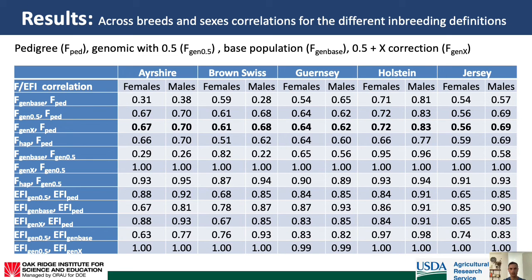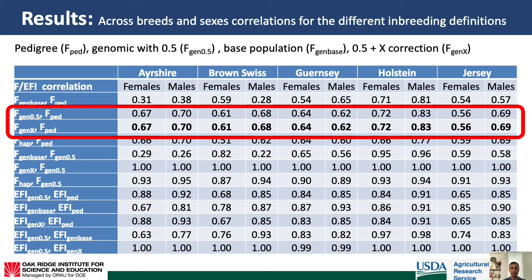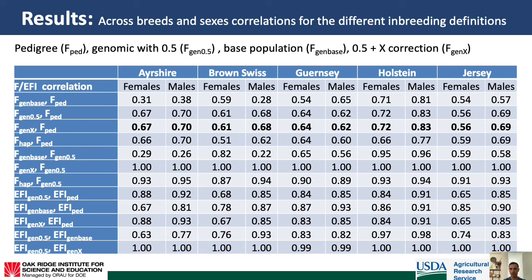This table shows the correlations across breeds and sexes for the different inbreeding definitions. Breeds with smaller populations, such as Ayrshires and Guernseys, were more sensitive to the use of different allele frequencies. Correlations with pedigree inbreeding were generally higher using 0.5 or 0.5 plus the X correction when we compare them with the base population allele frequency. And the average correlations across breeds were 0.67 for 0.5 and 0.5 plus the X correction, and only 0.54 for base allele frequencies.